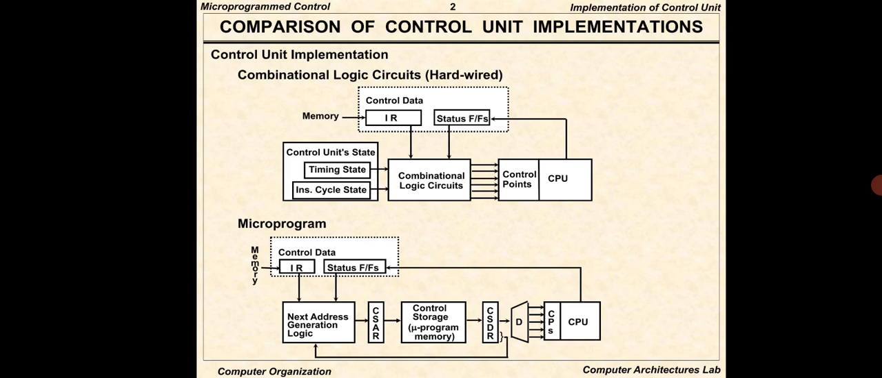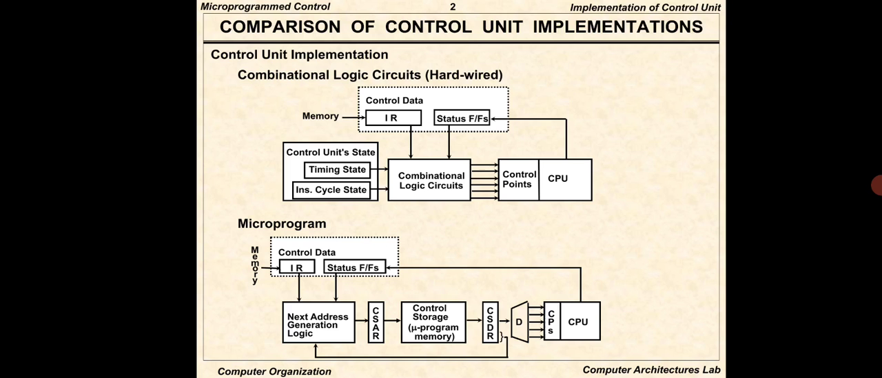The output of this is given to CSAR. What is CSAR? CSAR is one type of register. It is used to store the address of my control memory. Whenever we go with a microprogram, as I have told you just now, for each and every control signal you write a microprogram and it is stored in a memory.